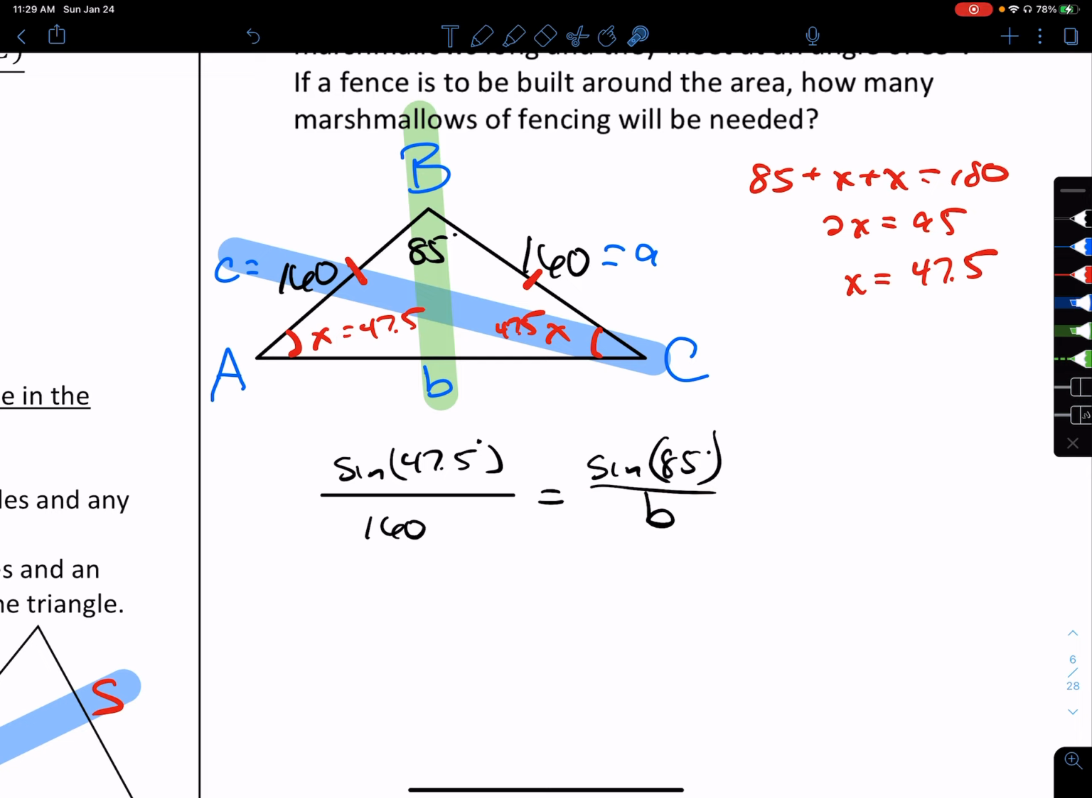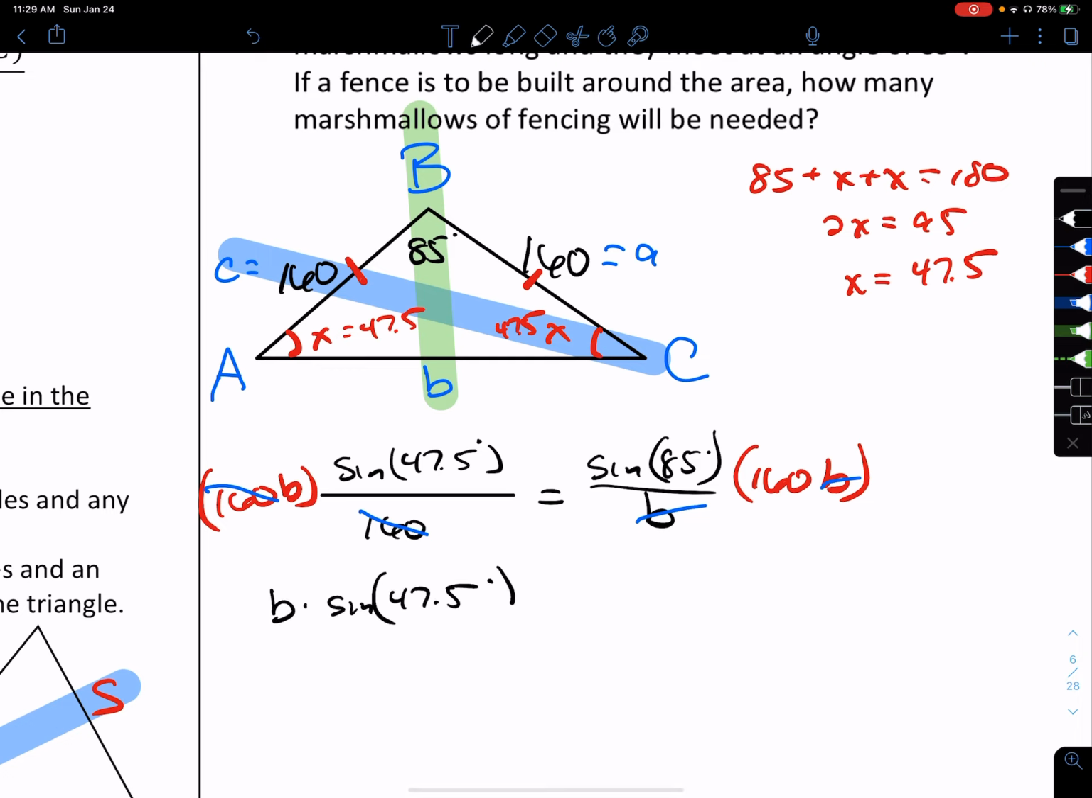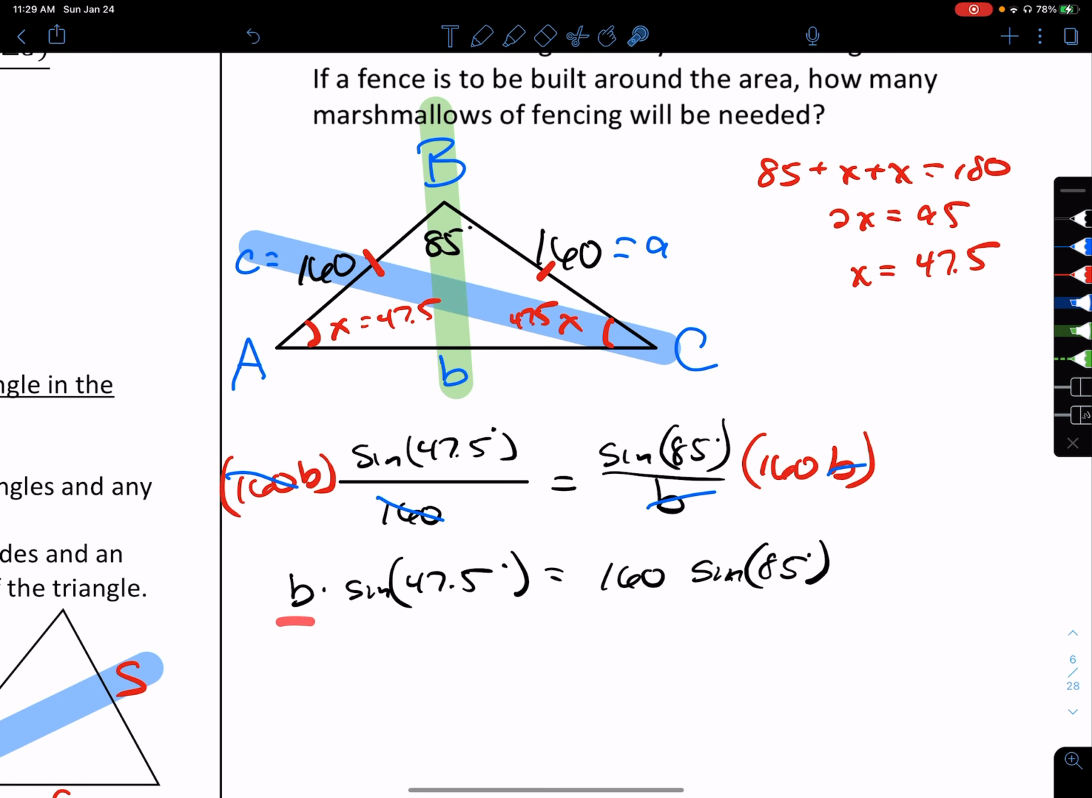I don't have to multiply both sides by 160 because this is fine where it is, but I'm going to because most students like this better. I'm going to multiply both sides by 160 and b to get rid of my fractions. On the left, the 160s cancel. On the right, the b's cancel. So now we have b times sine of 47.5 degrees equals 160 times sine of 85 degrees. Pro tip, if you're multiplying a number times a trig function, put it on the left. Trying to get b by itself, so I'm going to divide both sides by sine of 47.5 degrees.